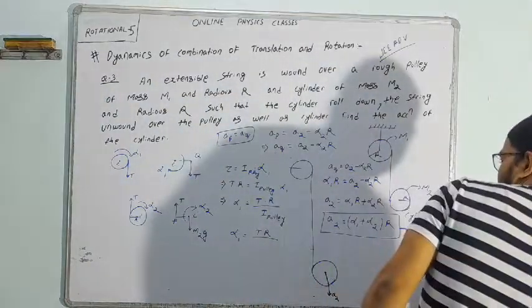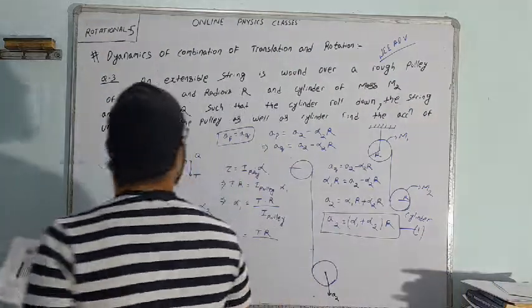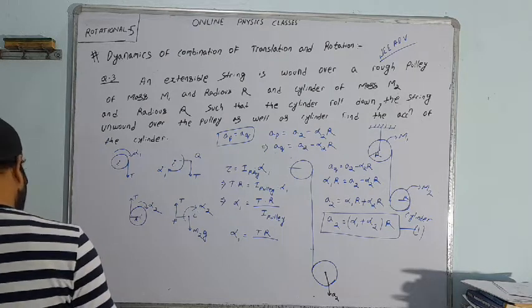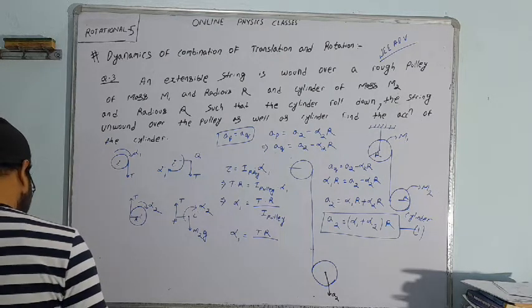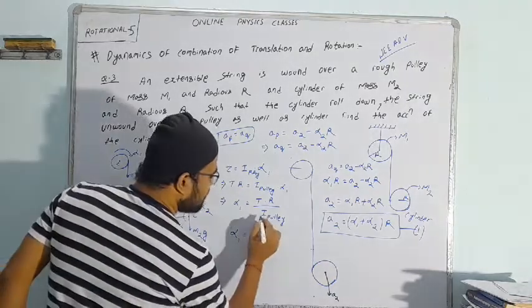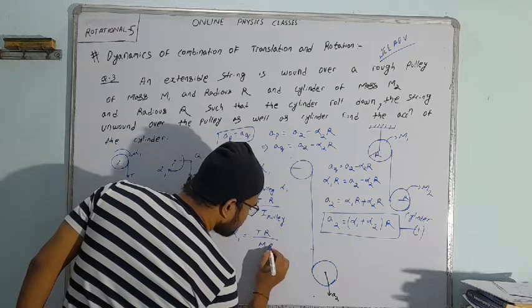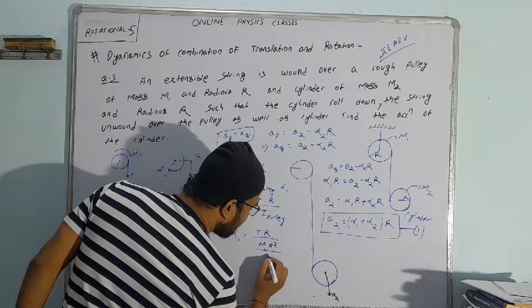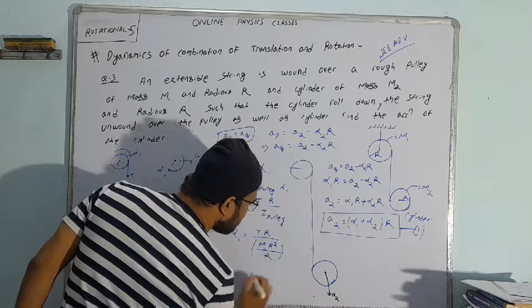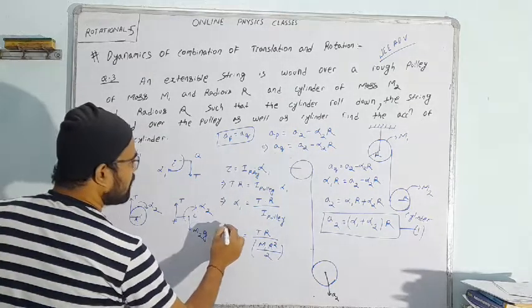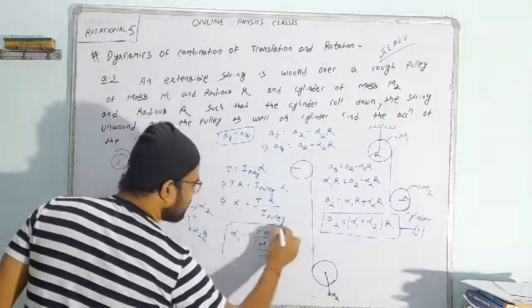Now what is the pulley? It is a disc. What is the moment of inertia for the pulley? That is m1 r square by 2. So finally we get the value of alpha 1. This is the value of alpha 1.